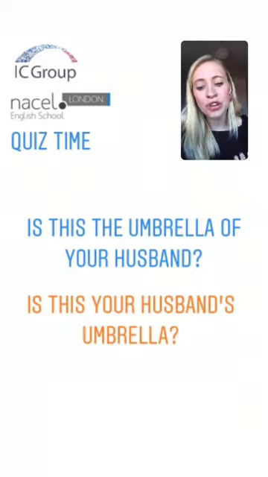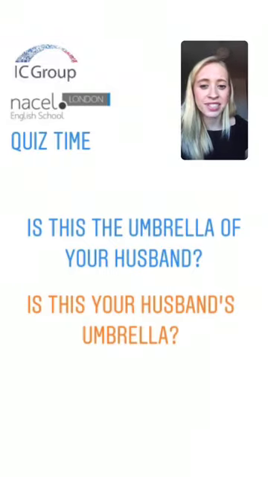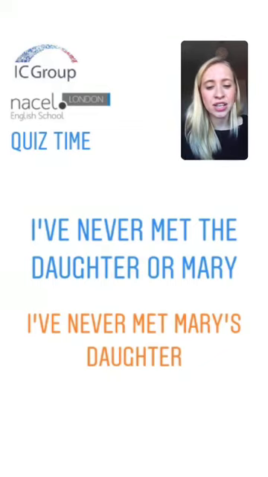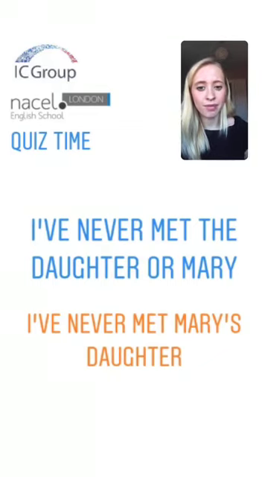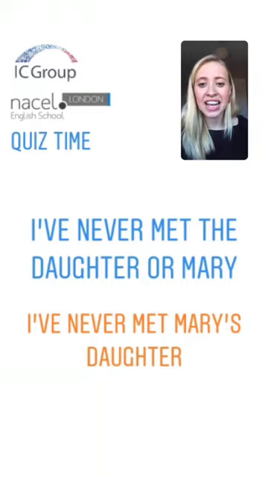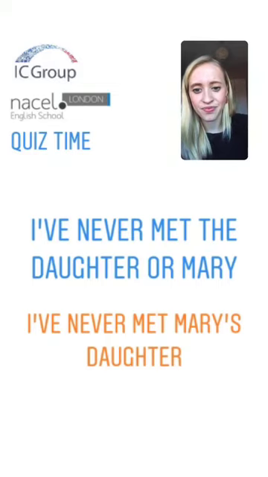So number 1, the correct sentence is: is this your husband's umbrella? We have that possessive S, husband's umbrella. Well done if you got this correct. The next one, the original sentence was I've never met the daughter of Mary. This was incorrect. What you needed to say is I've never met Mary's daughter. Well done. This one I think was easier.